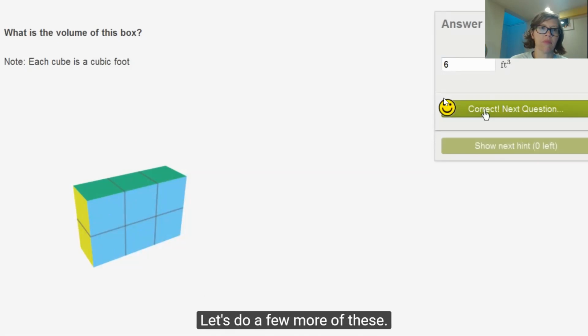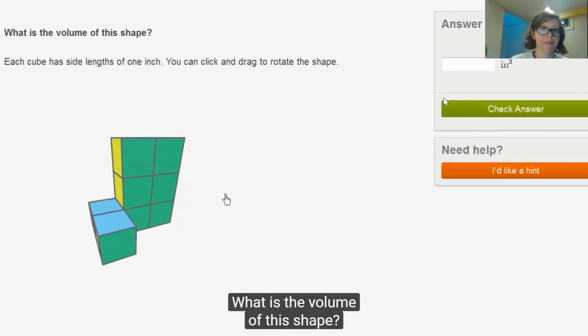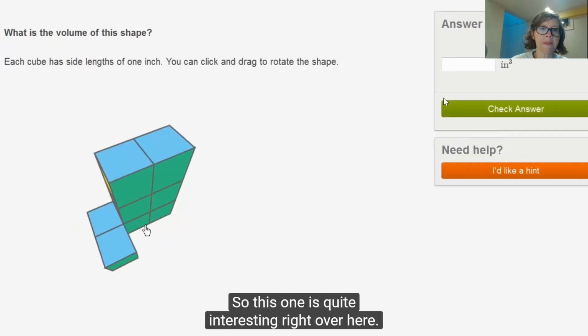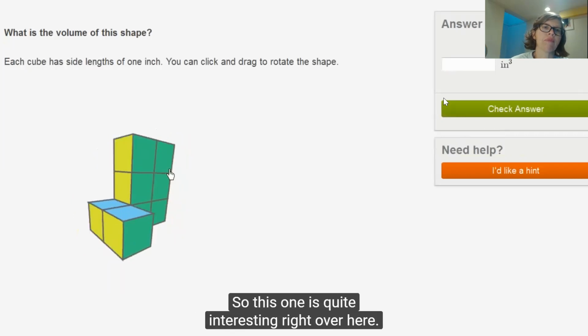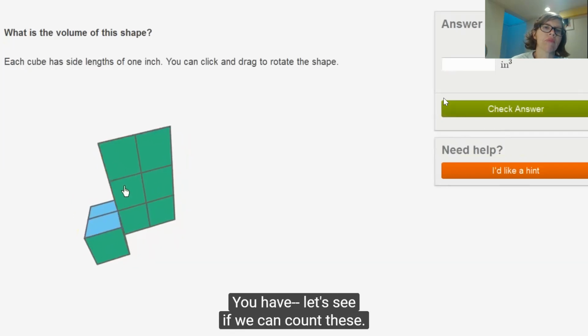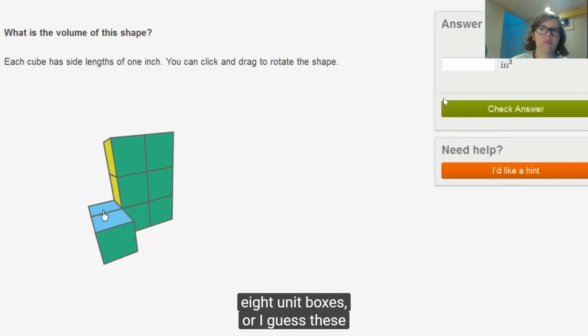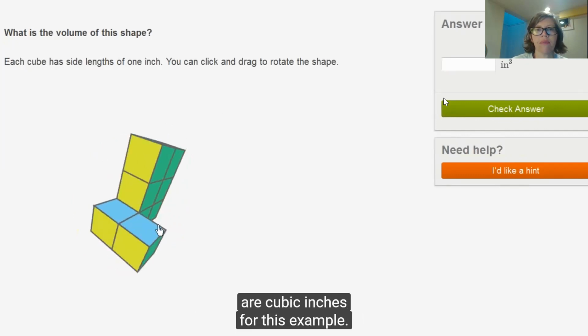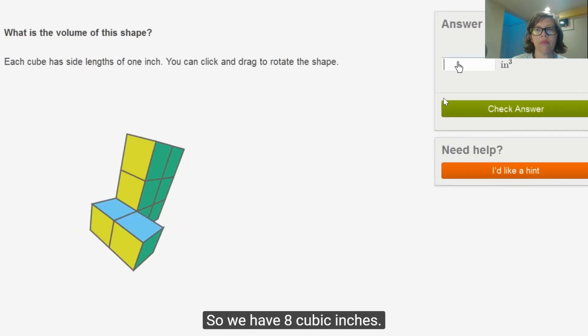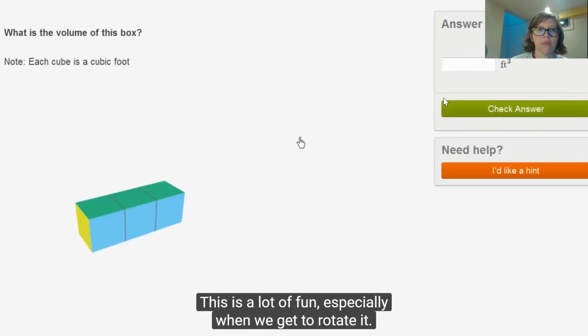Let's do a few more of these. What is the volume of this shape? This one is quite interesting. Let's see if we can count these. So you have 1, 2, 3, 4, 5, 6, 7, 8 unit boxes, or I guess these are cubic inches for this example. So we have 8 cubic inches. This is a lot of fun, especially when we get to rotate it.